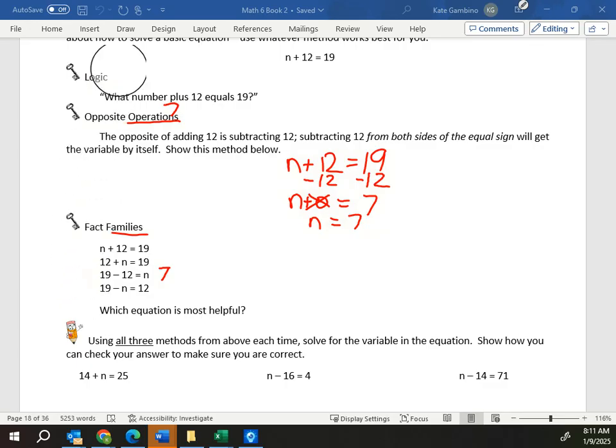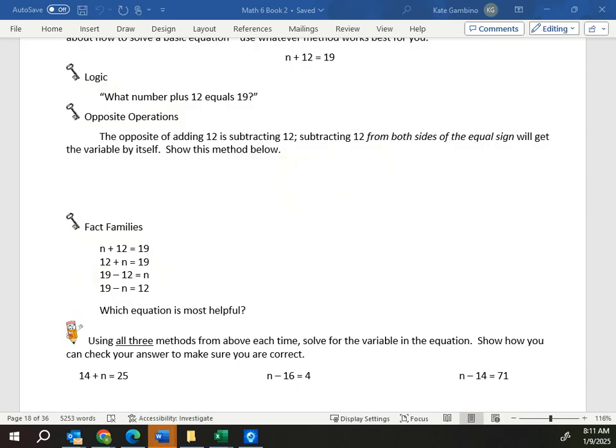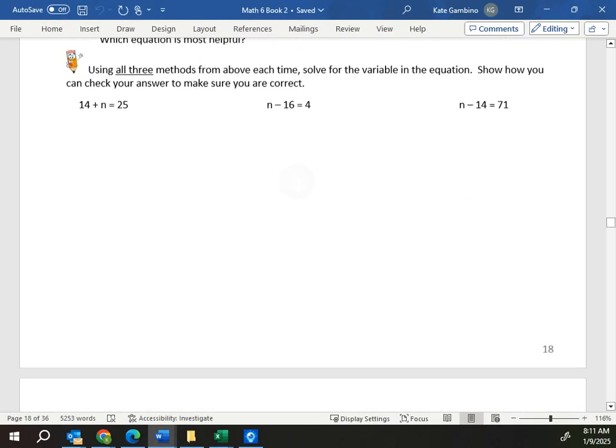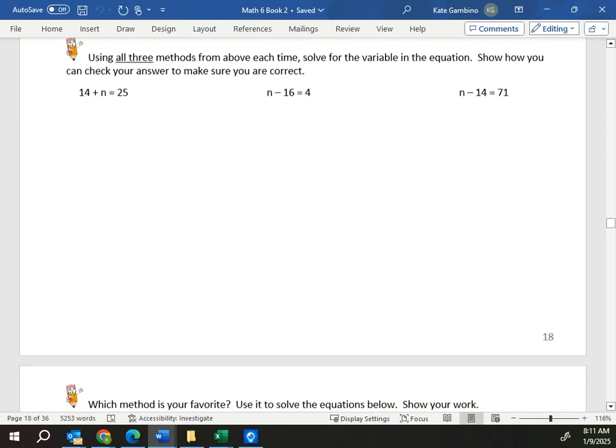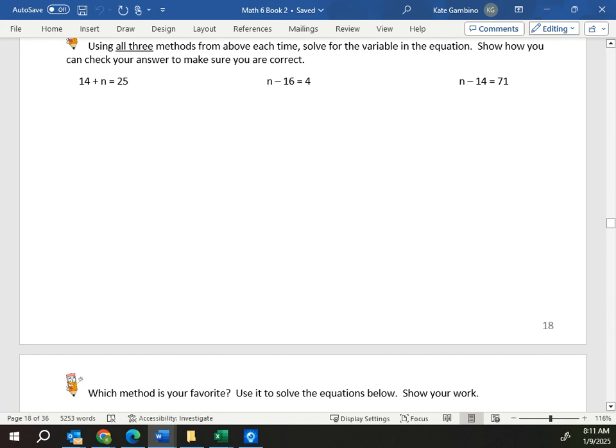Let's see what our directions are. Let me scroll up. Using all 3 methods from above, we're going to solve for the variable in the equation. Show how you can check your answer to make sure you are correct. So let's look at what that means.